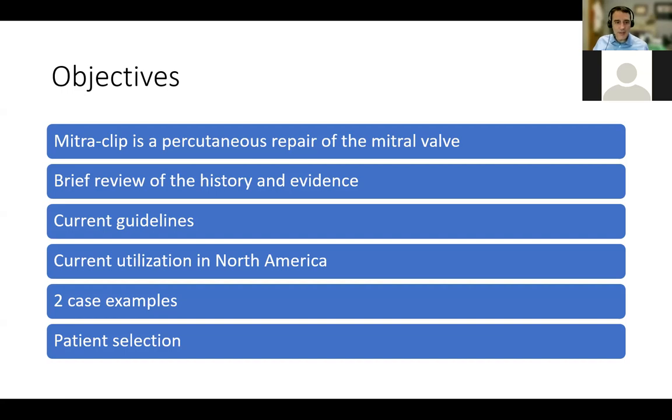Where do we sit on current guidelines and current utilization in North America, which is a little bit eye-opening for many of us, and certainly opens the idea for a little bit of expansion potentially. I have a couple of case examples to illustrate the points that I'm trying to make, and a little bit of thoughts on patient selection and what we are looking for.